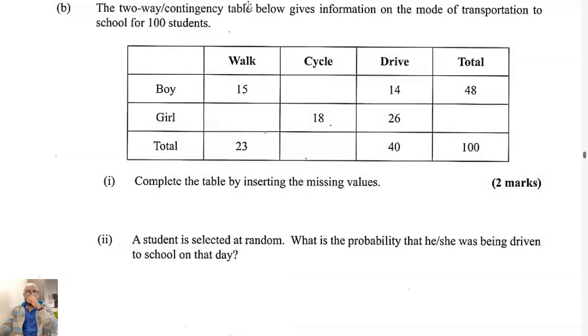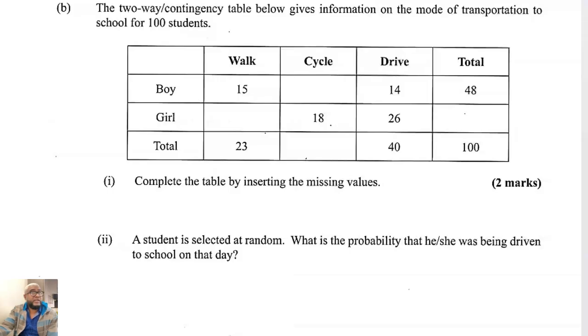The two-way contingency table below gives information on the mode of transport of two schools, for 100 students. So you have those who walked, those who cycled, those who drove, and then you have your totals. Going across is supposed to add up to 48. Let me see what they want us to do: complete the missing values. Coming down is supposed to add up to 100.